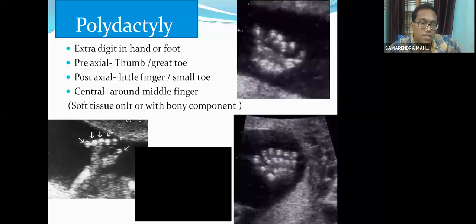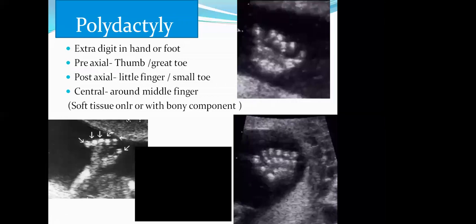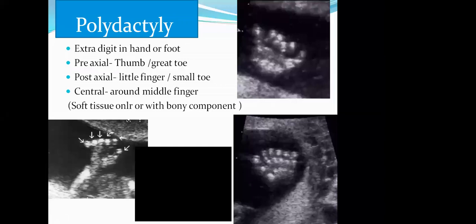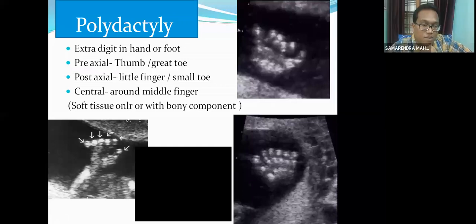And any extra digit. Hrithik Roshan has this anomaly. Ma'am, Hrithik Roshan, the actor. Yes, ma'am. He has this anomaly. Actually, he had a broad thumb, ma'am. Actually, a fused one, that is also there. Okay. And then soft tissue, or it may also have a bony component.